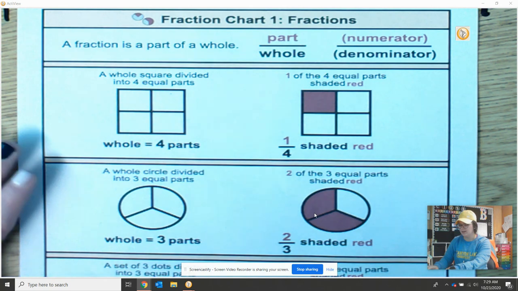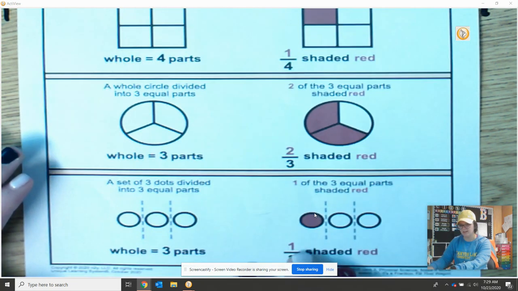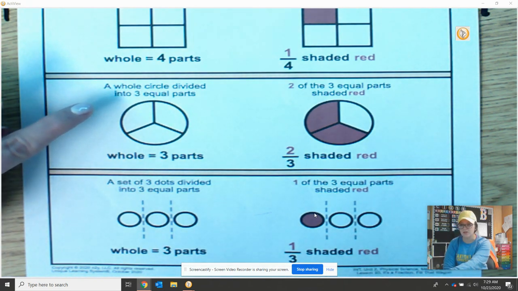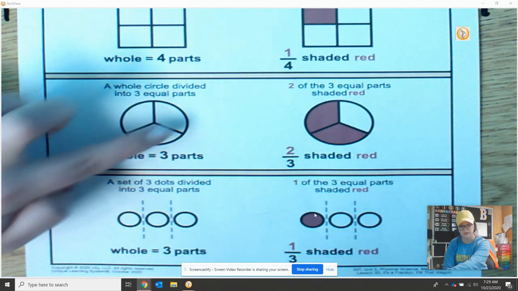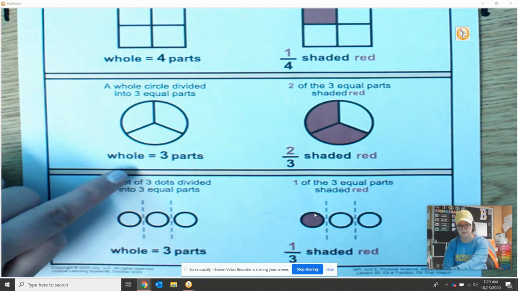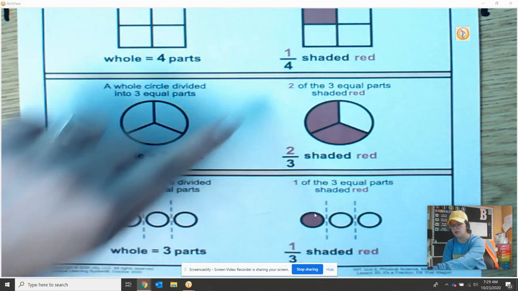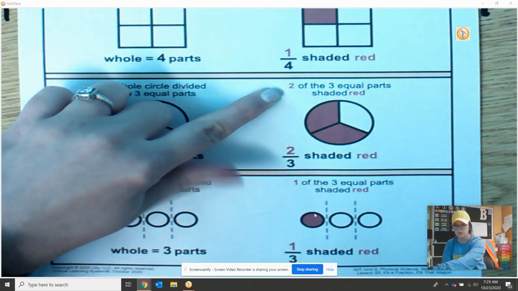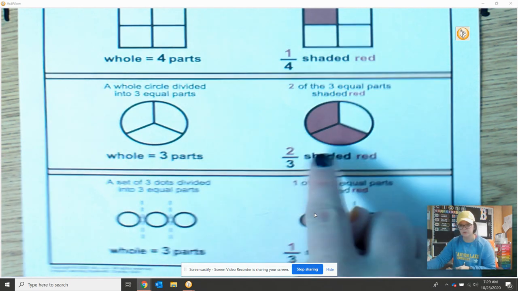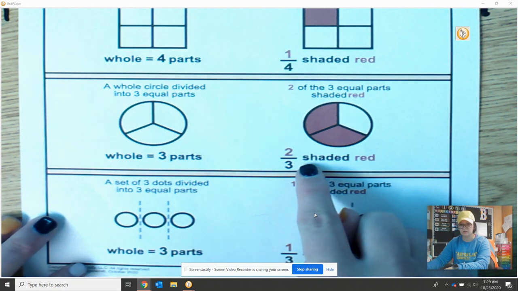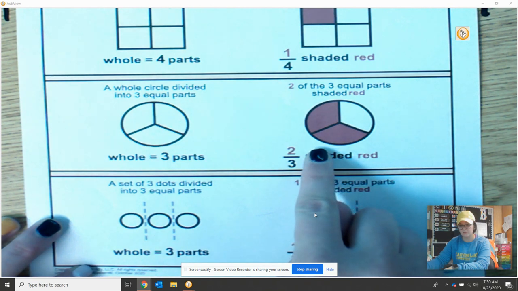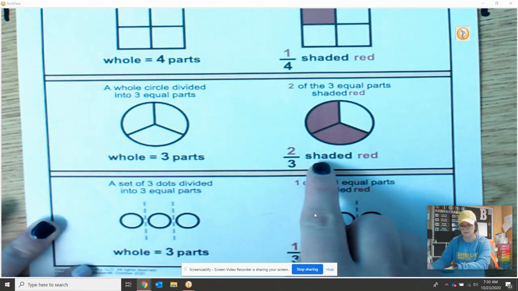I sure hope so. Let's slide this up just a little bit and let's look at a whole circle. A whole circle can be divided into 3 parts. 1, 2, 3. Okay, so a whole circle equals 3 parts. Next, I'm going to shade two of the 3 equal parts red. I'm going to shade 1, 2. So that means I have 2 out of 3 shaded red. 2 parts of my 3 parts are shaded red.